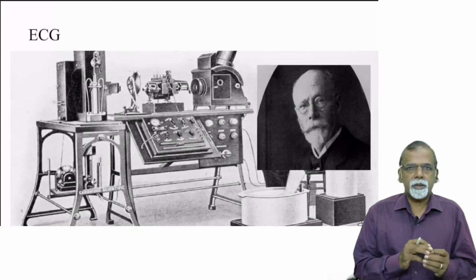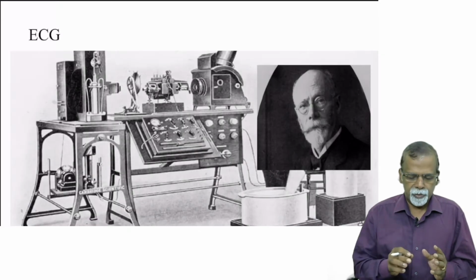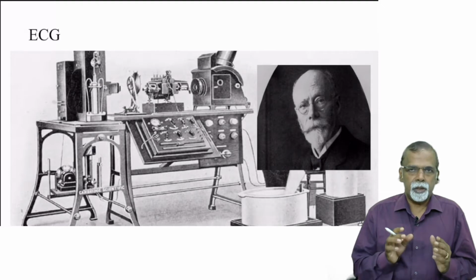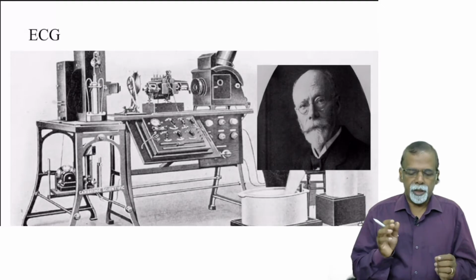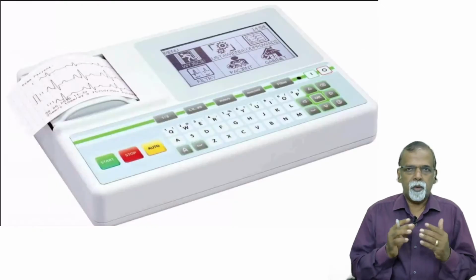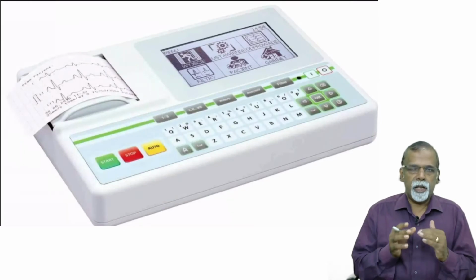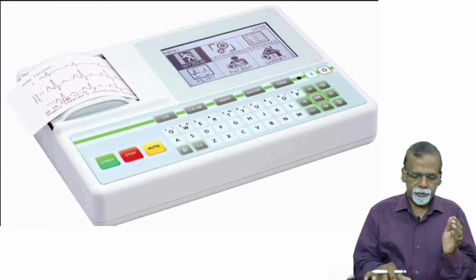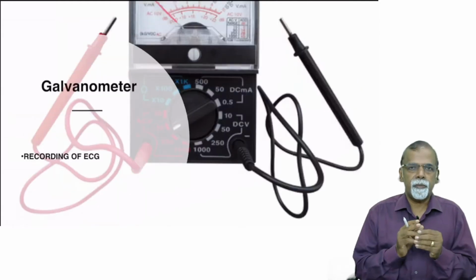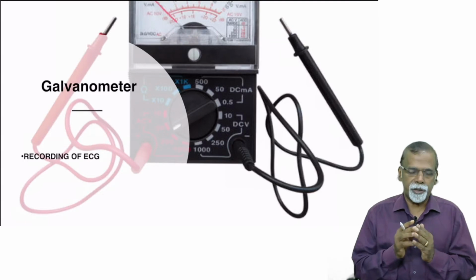In the last class, we discussed the invention of the electrocardiographic machine by Einthoven, the modern electrocardiographic machine, how it looks, and the difference between electrocardiogram and electrocardiograph, and the conducting system. We also explained that the machine is a modified galvanometer.